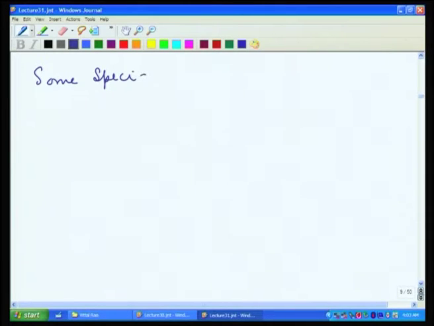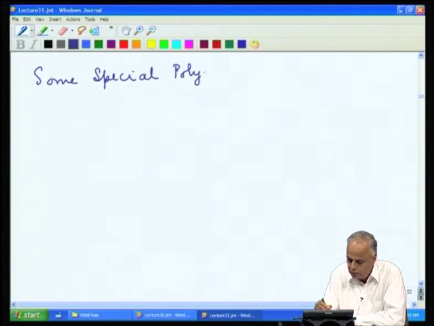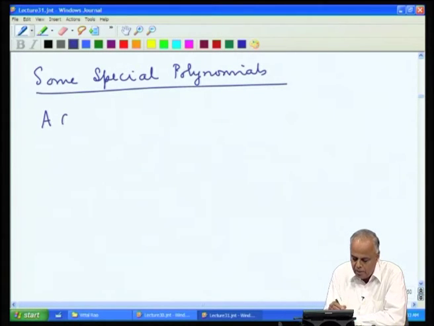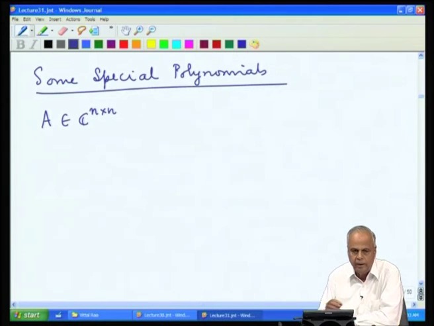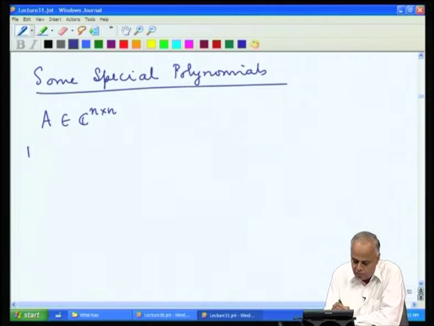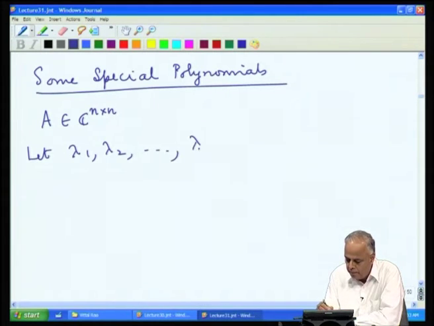Now, we are going to look at some special polynomials that we will work with corresponding to the matrix A. So, we are given the matrix A. We know we can write down the characteristic polynomial and then find out all the distinct eigenvalues. So, let lambda 1, lambda 2, up to lambda k be the distinct eigenvalues of A.